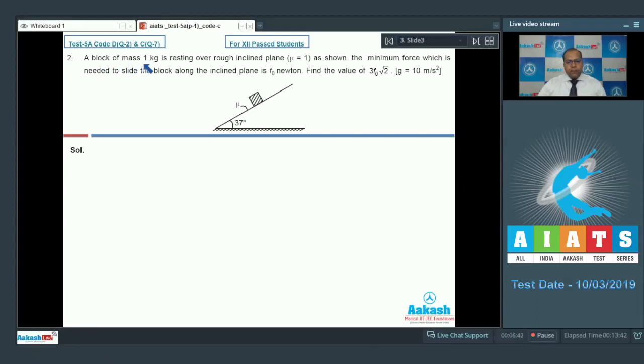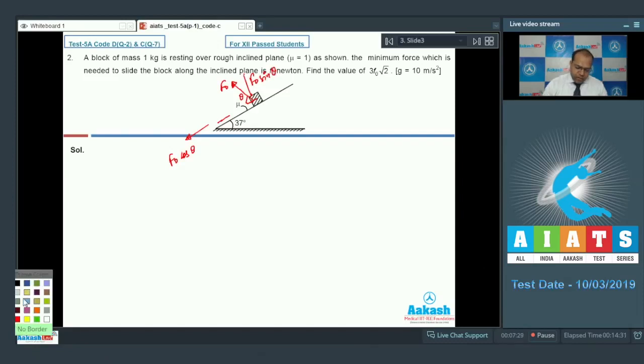In question number 2, a block of mass 1 kg is resting over a rough inclined plane where the coefficient of friction is 1. The minimum force needed to slide the block along the inclined plane is F0 Newton. Find the value of 3F0 root 2, and it is given that the value of g is 10 meter per second square. Let the force F0 act in this direction and the angle made by this F0 with the inclined plane be theta. If I take the components of this F0, along the plane the force will be F0 cos theta and the force perpendicular is F0 sin theta.